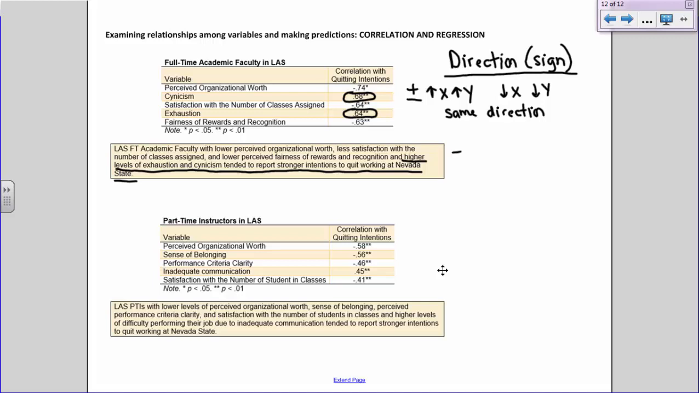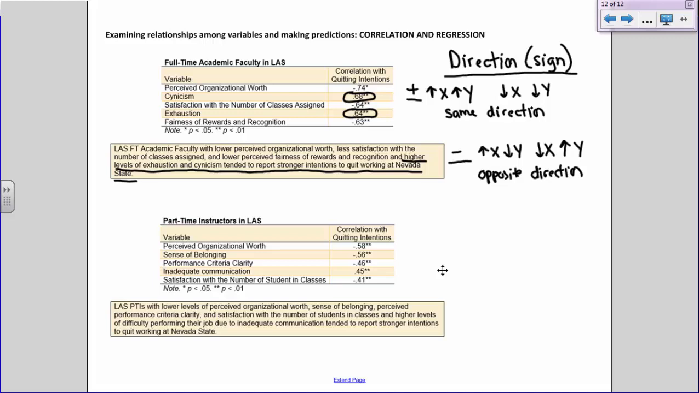Okay, negative relationships is an inverse relationship. So higher scores on X tend to be related to lower scores on Y, and lower scores on X tend to be related to higher scores on Y. So opposite direction.